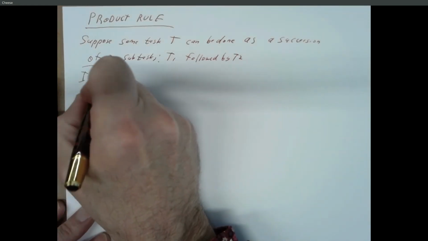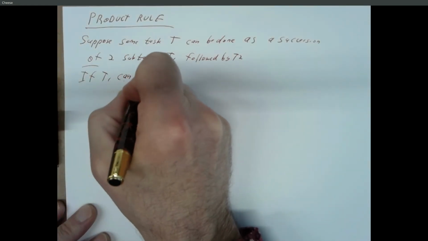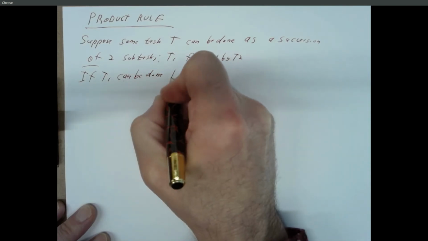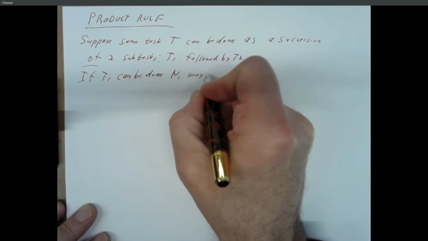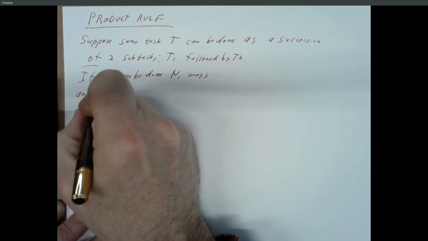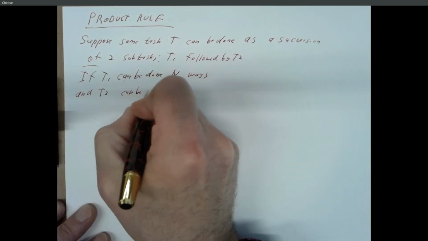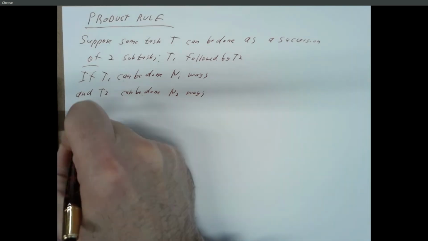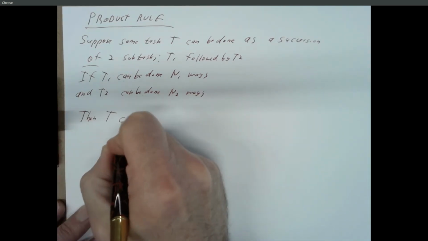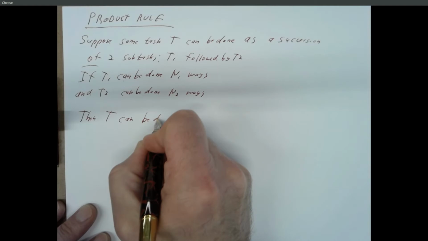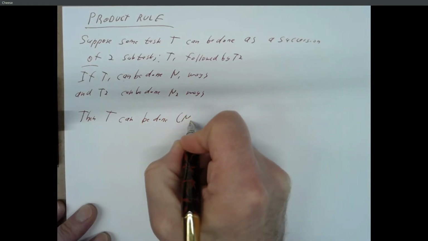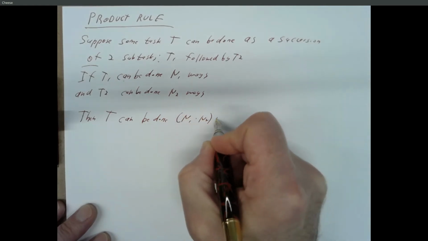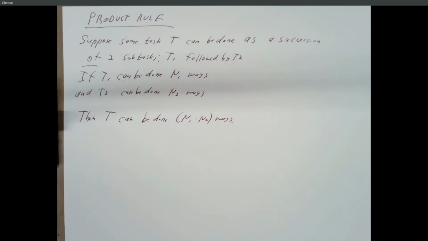Okay, if T1 can be done N1 ways, and T2 can be done N2 ways, then T, the original task, can be done N1 times N2 ways. That's the whole product rule.